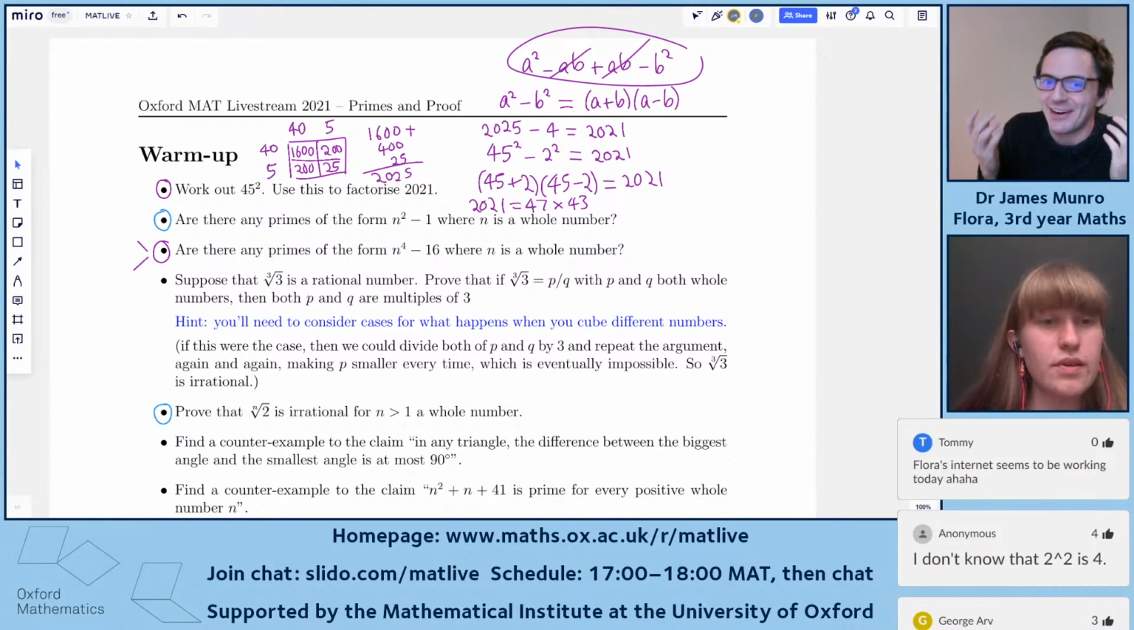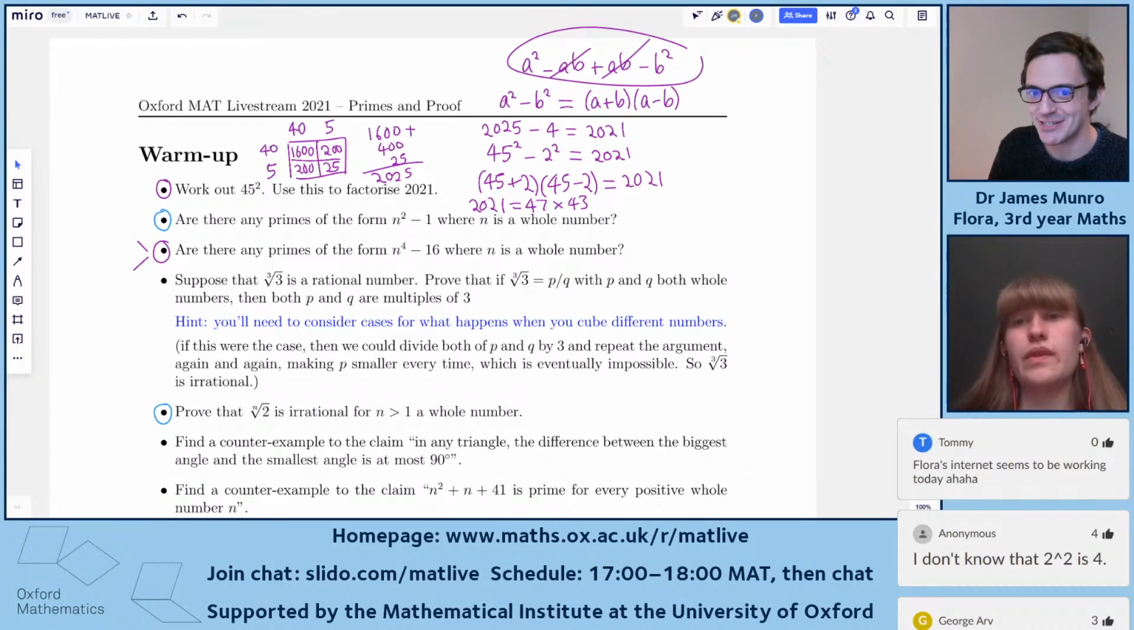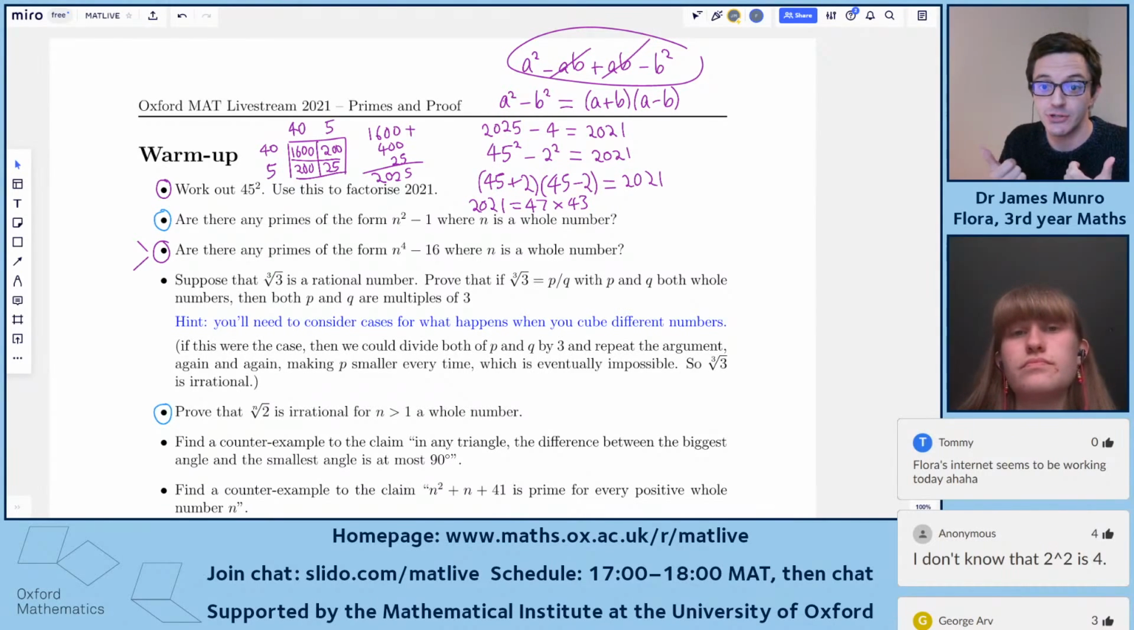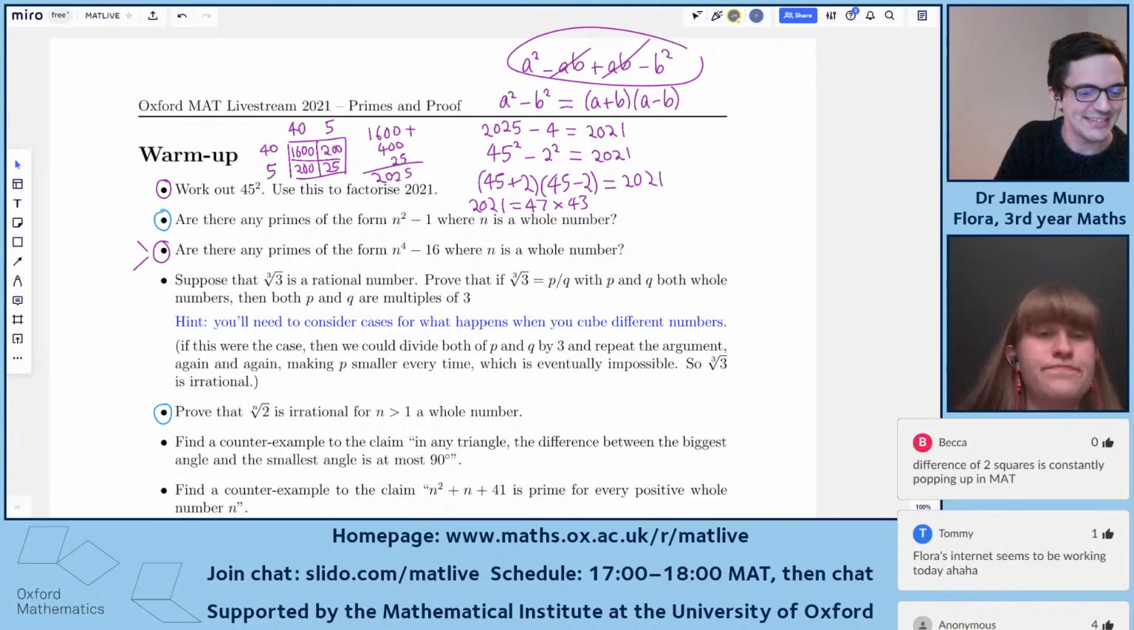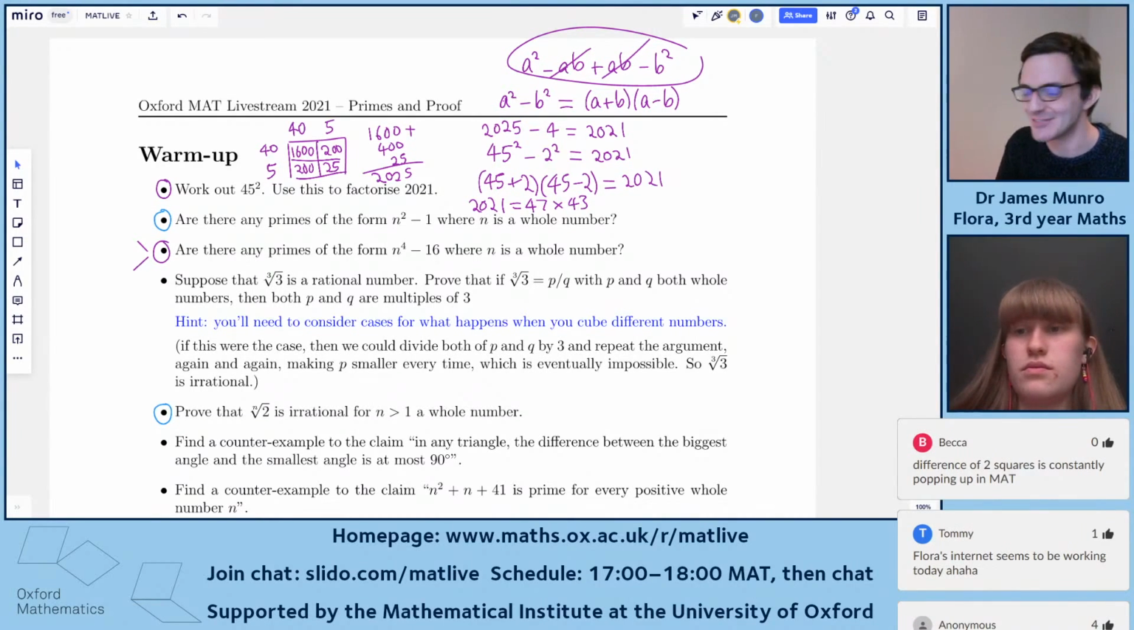Factorising 2021 is not that hard, especially if you spot this difference of two squares trick. Exactly, and now you know. This is actually a good trick for factorising. 2021 is a big number that's a product of two quite large primes. Spotting that it's 4 less than a square gives you a way to crack that open and factorise it like that, which is a good algorithm sometimes for factorising numbers. If a number is a difference of 2 squares, then it's very useful. Difference of 2 squares, Becca says, is constantly popping up in maths, which is very true. We will see difference of squares again.